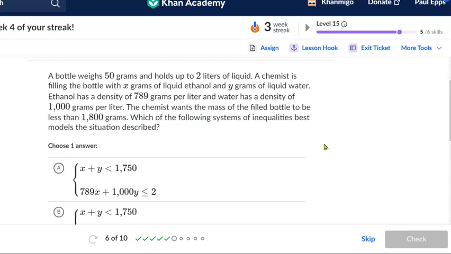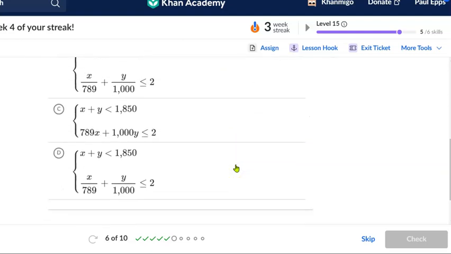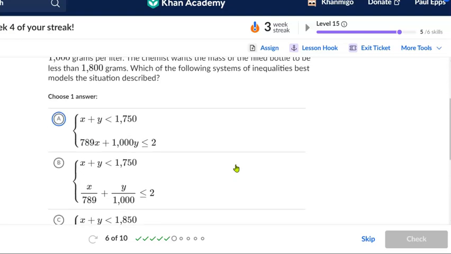Okay, well, a mass of the filled bottle. So we've got to take into account the bottle, which weighs 50 grams. So then the liquid, we can go up to 1,750 grams. So that means C and D are out. X and Y are still in.